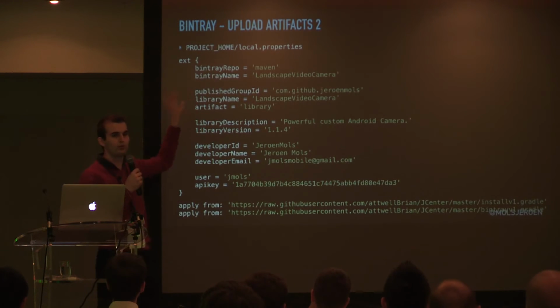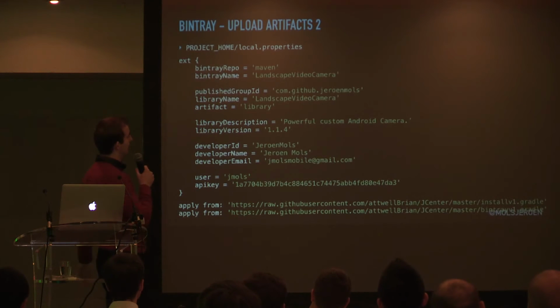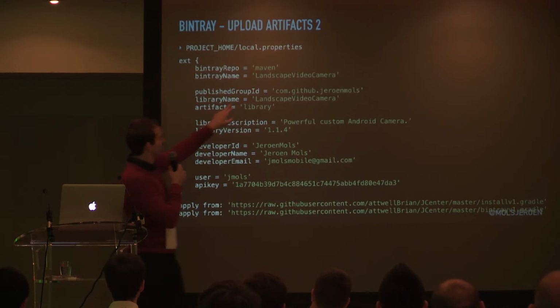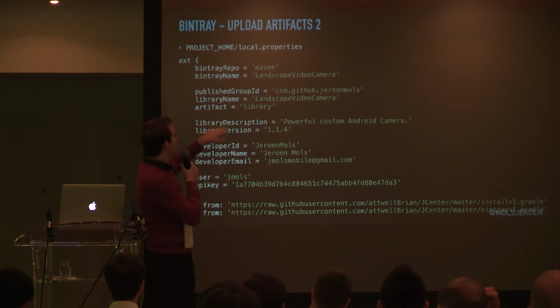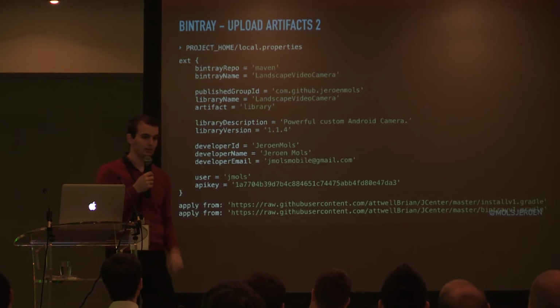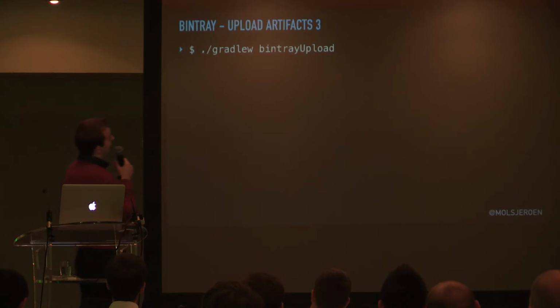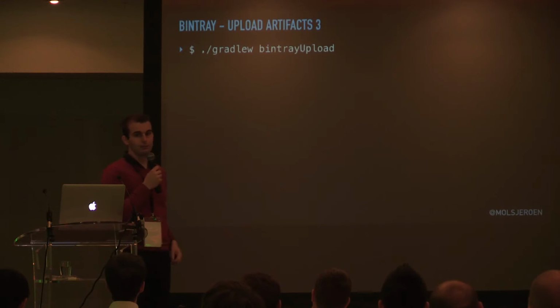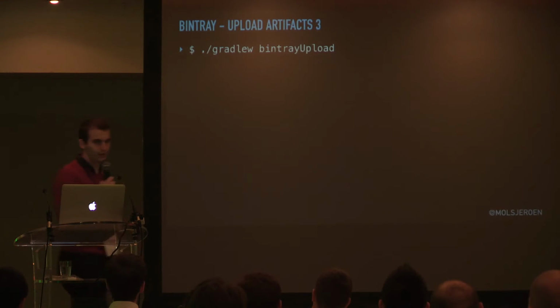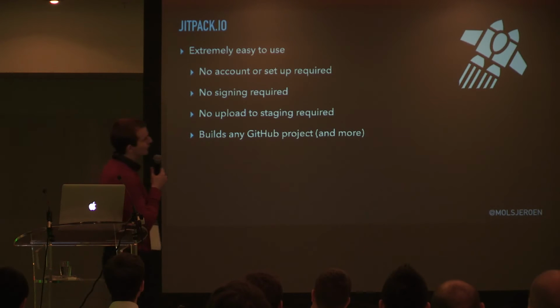I'm not going to go over here in depth completely. It's going to be straightforward once you look at it. But you can already see the group ID, the library name, the artifact, the version, all of those things, they're always coming back. It's always going to be a similar thing. So once you've done all of that, then you can just run Bintray upload and you're good to go. Very easy.